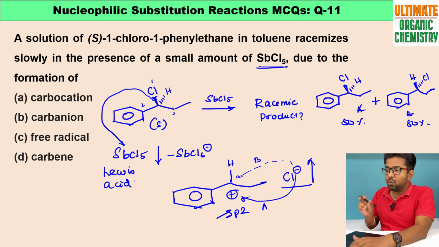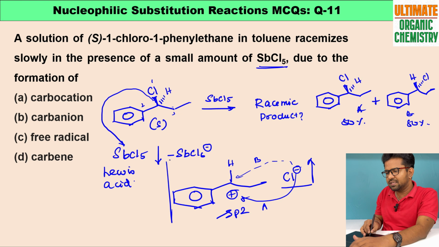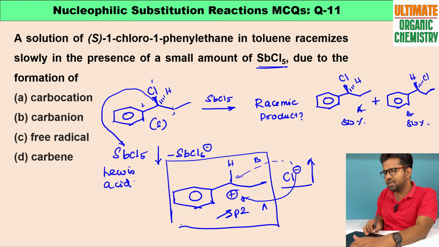So what is the reason for the forming of racemic product? The reason is the formation of carbocation intermediate. So if you look at the options, option A is the right answer.